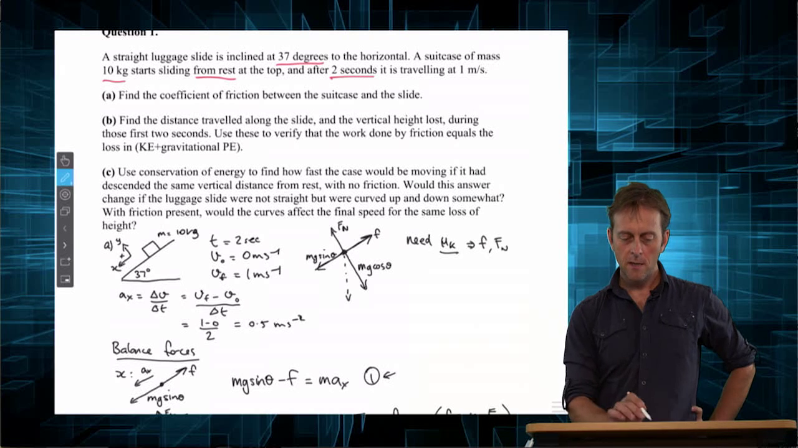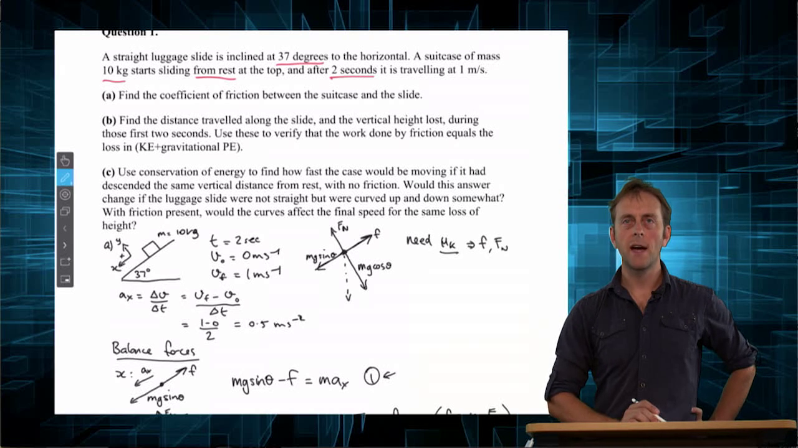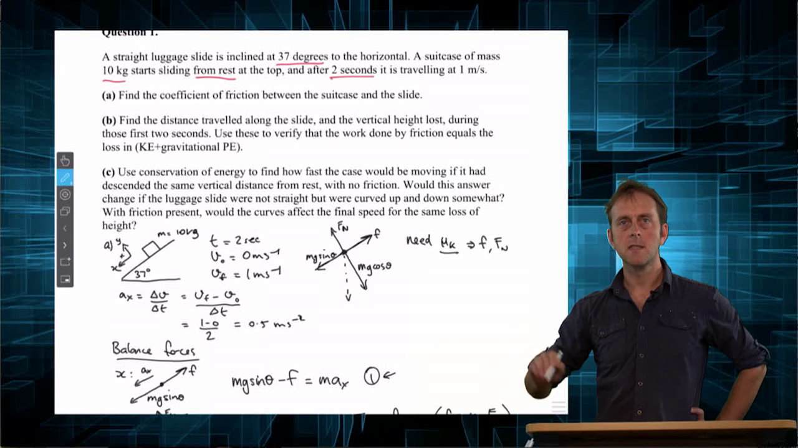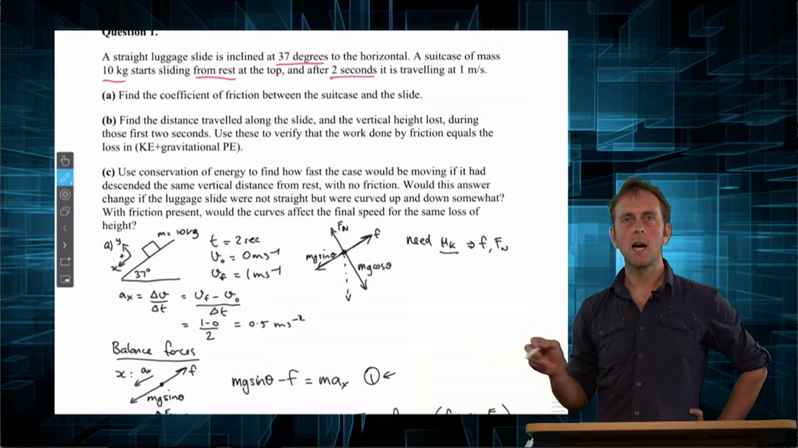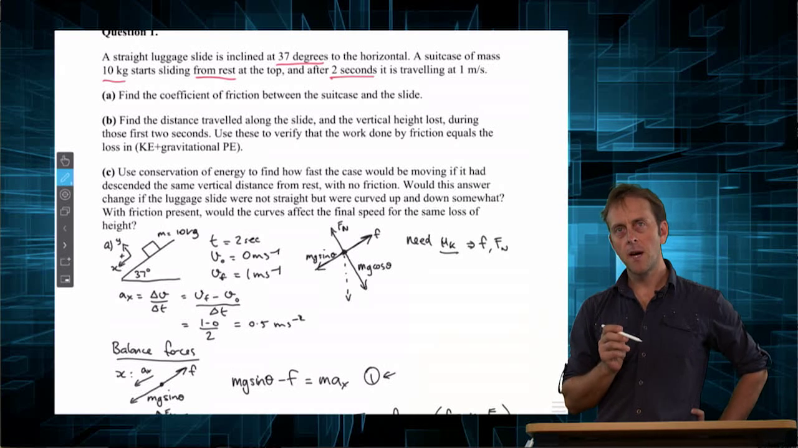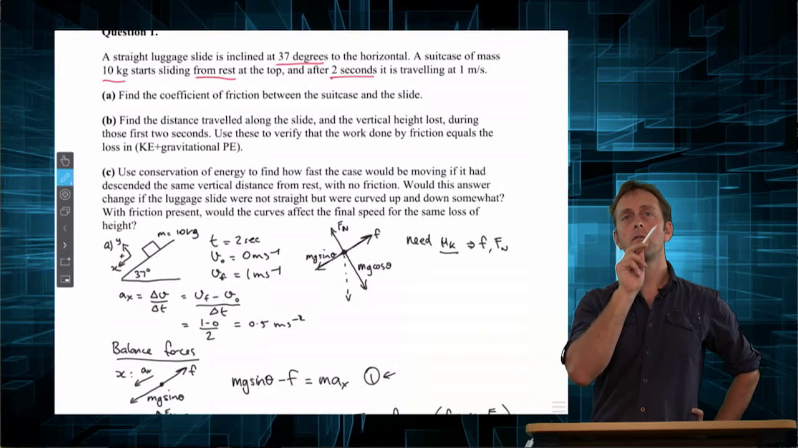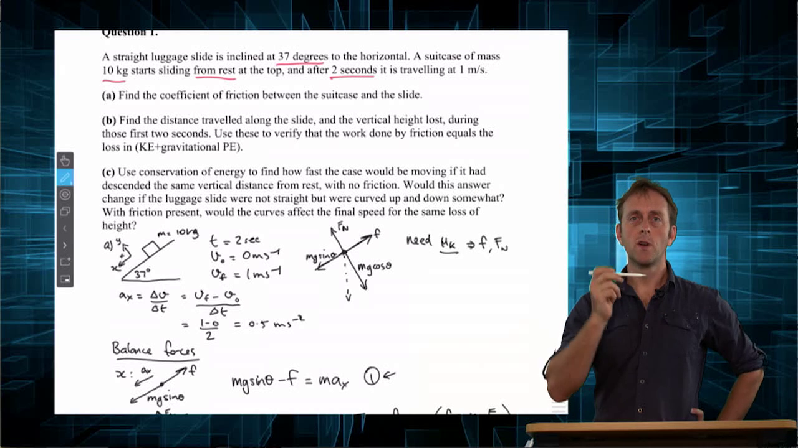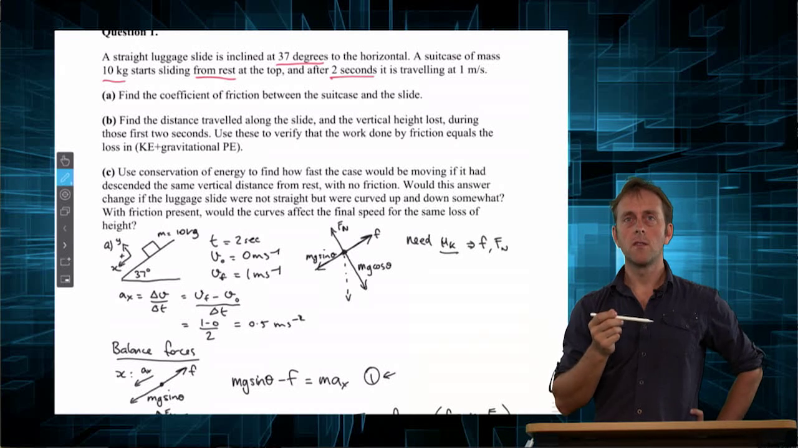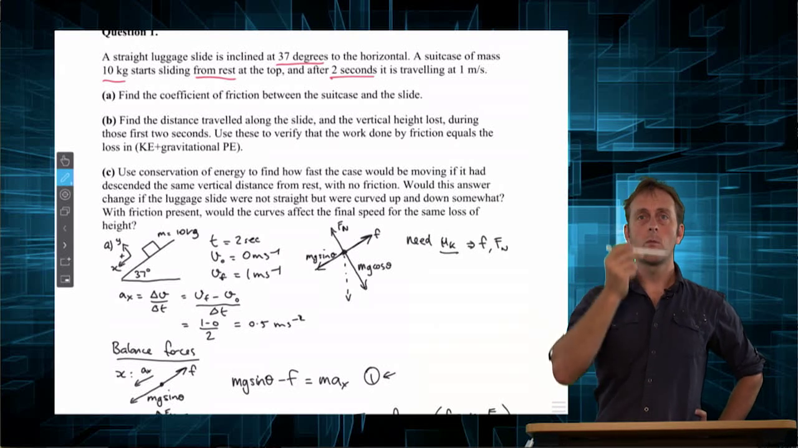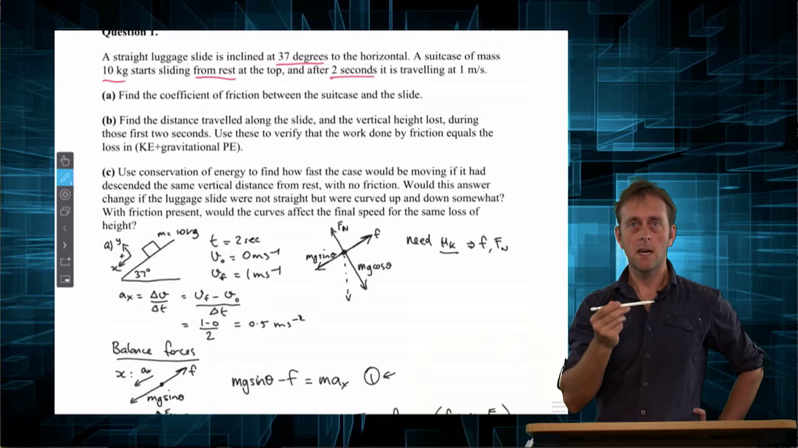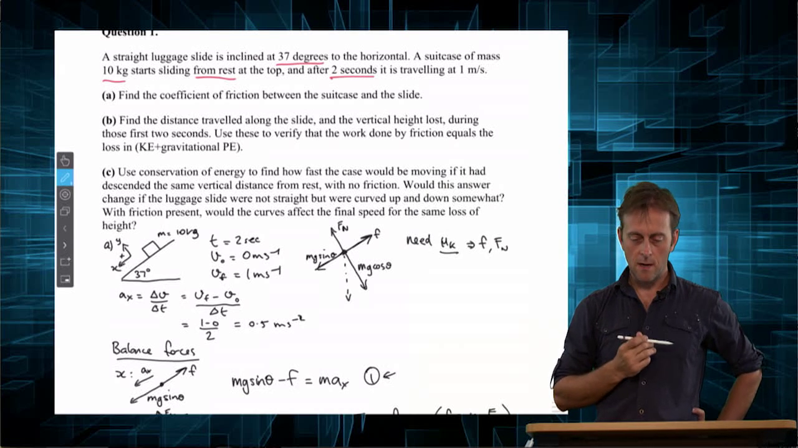Would this answer change if the luggage slide were not straight? So if it had a curve in it like this, or if it was some weird shape. Well, because we have no dissipative forces, only conservative forces, remember, it doesn't matter how we go from point A to point B. It's really only the vertical height. If we're talking about gravitational potential energy, that matters. So if we start here and we end here, it doesn't matter what we did to get to here. We're still going to have the same speed.